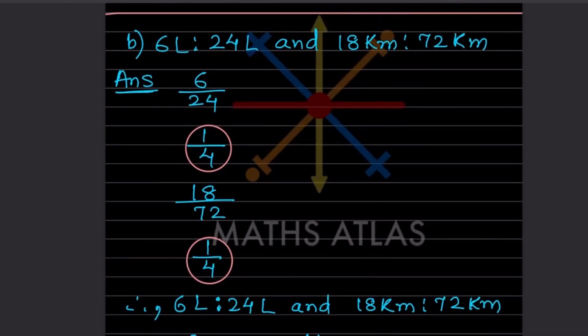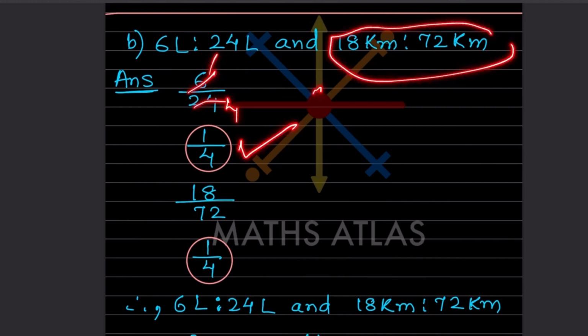Now the next one says 6 liters and 24 liters. So this part is 6 by 24. Both the units are the same, so we are not going to think about the units, just write the number. When you simplify this, 6 ones are 6, 6 fours are 24, so it is going to be 1 by 4. Now look at this. Again, the units are the same, we can just write the number.